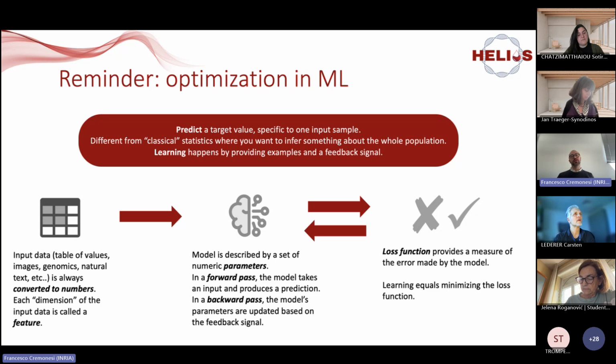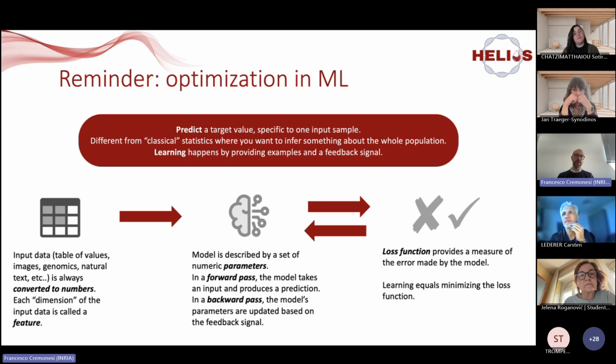And the goal here is really to take a set of inputs and predict some target value. These predictions have the benefit of being specific to the inputs that you gave. So if you gave the inputs for one patient, you will have a prediction that's personalized for that patient. So you're not trying to learn something about the whole population. You're really focusing on the single subjects. And the way that learning happens is, as I said, by optimization and providing a feedback signal.